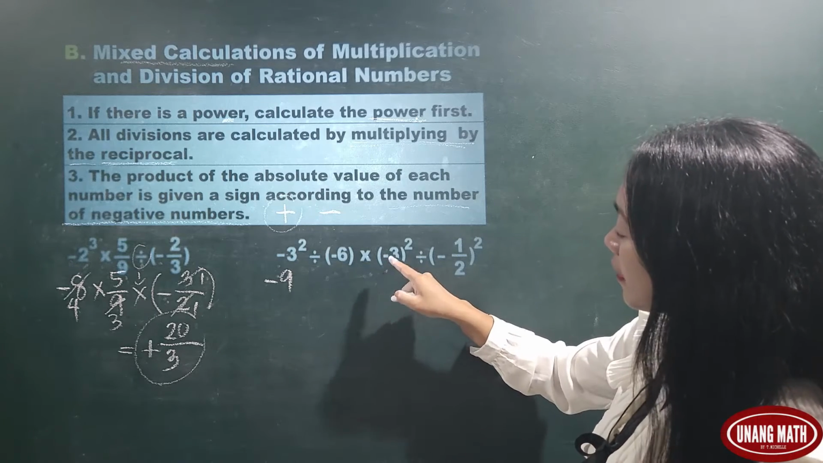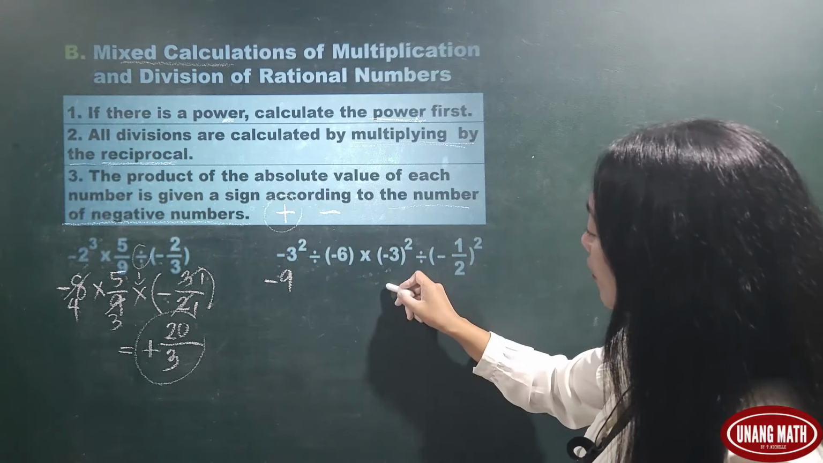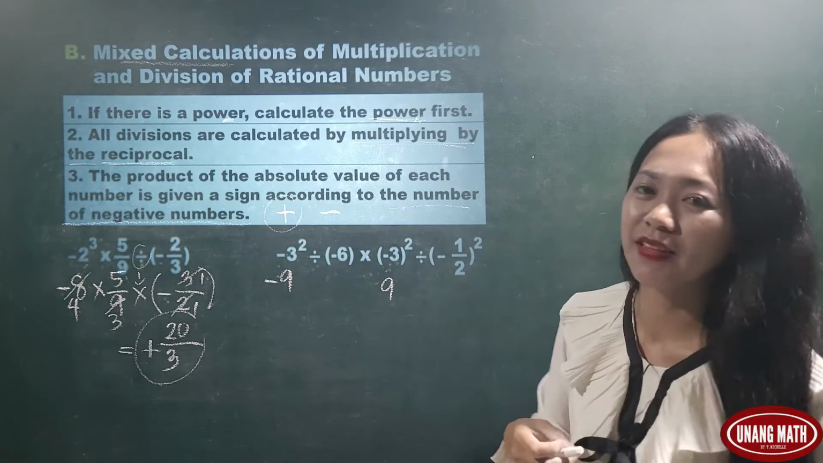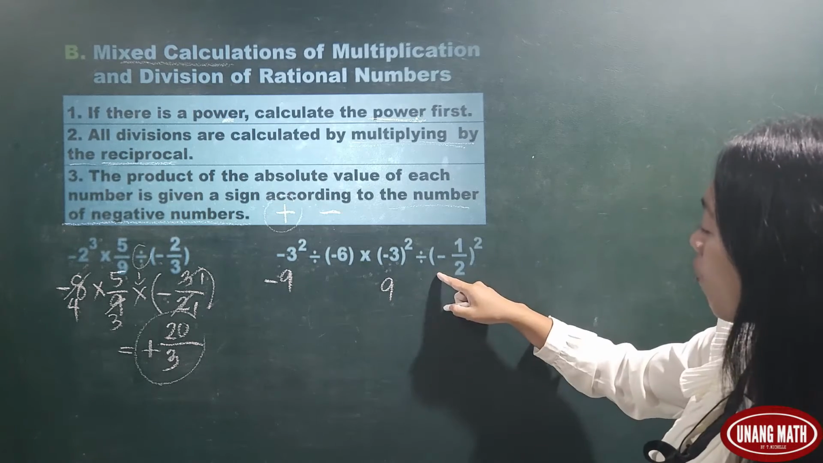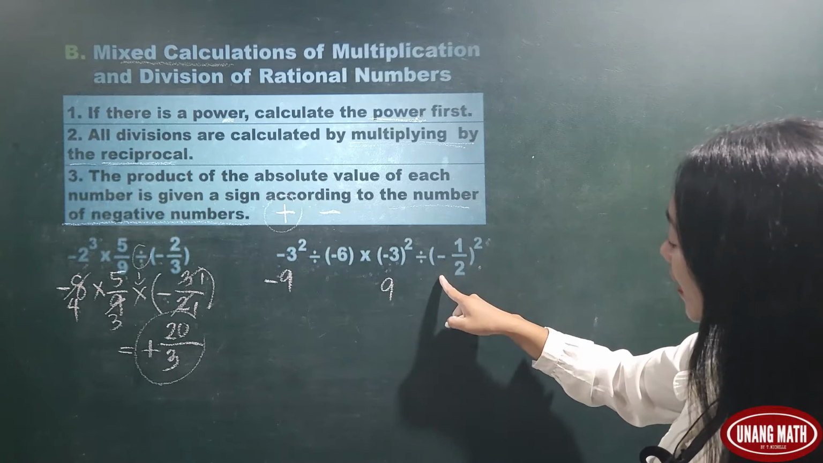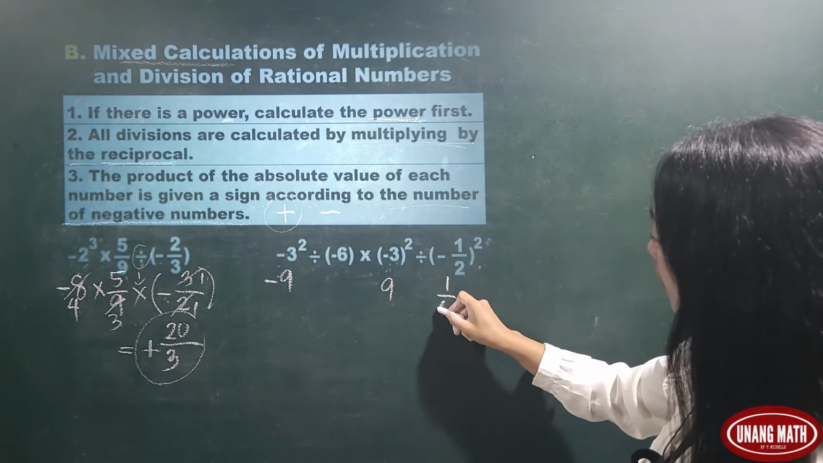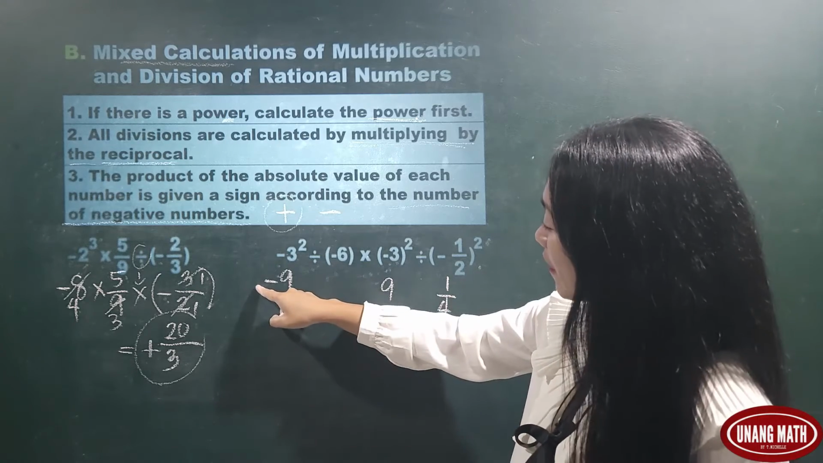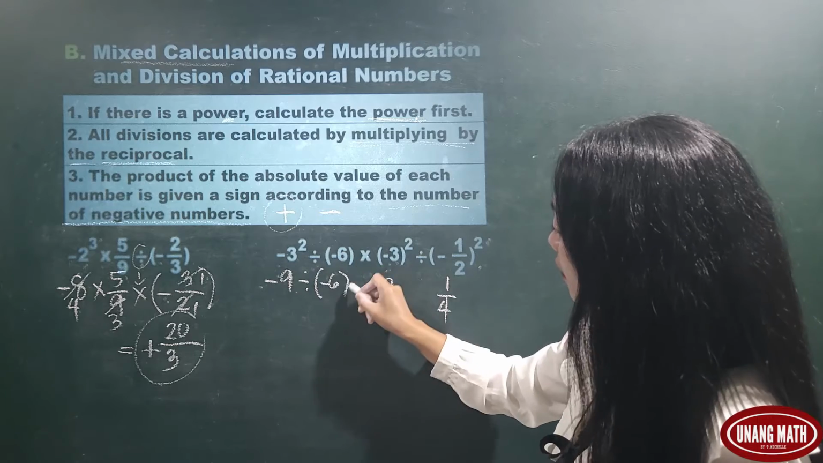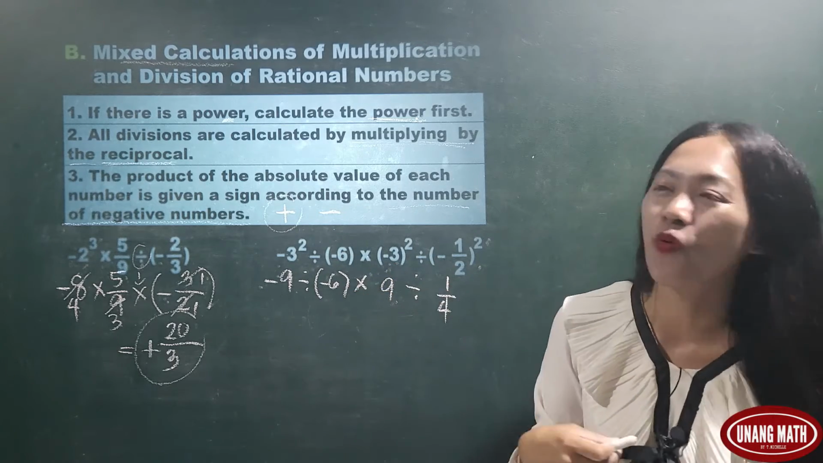Okay, another is negative 3 inside the parentheses raised to the power of 2. So this is positive 9. Negative 3 times negative 3, positive 9. Okay, how about negative 1/2 inside the parentheses raised to the power of 2? So negative times a negative, positive. So this is positive 1 over 4. So we have negative 9 divided by negative 6 times 9 divided by 1 over 4.